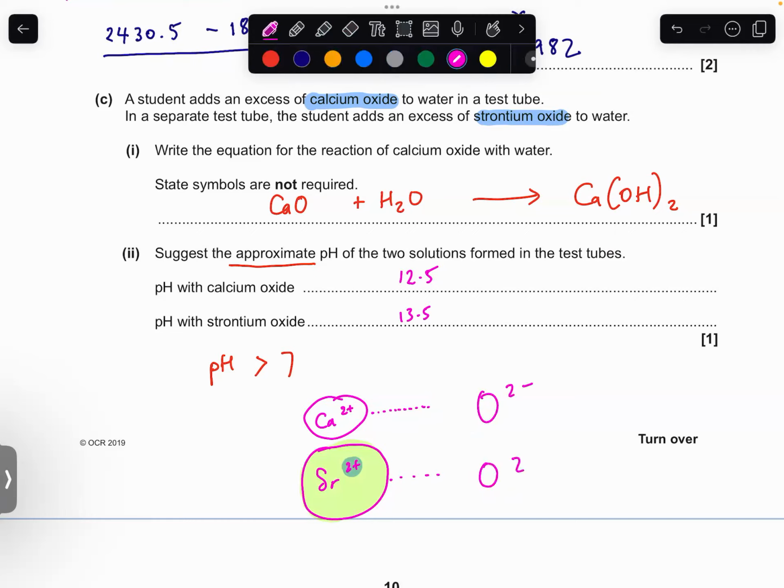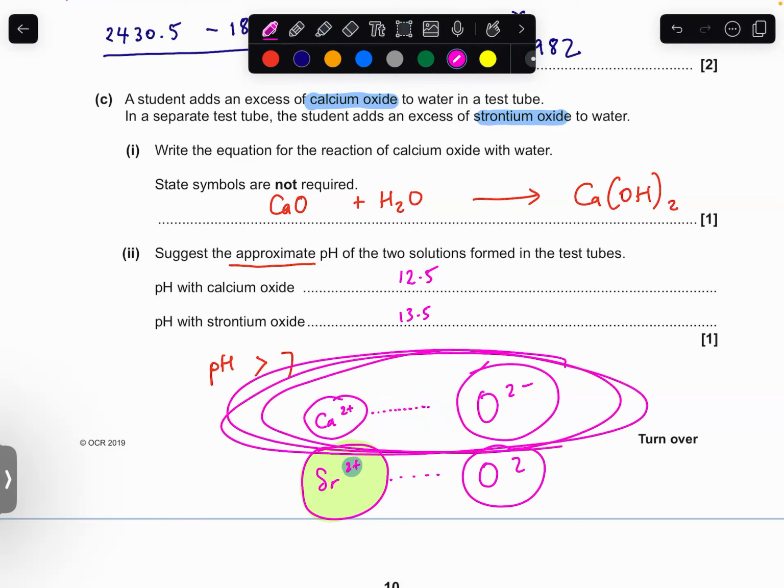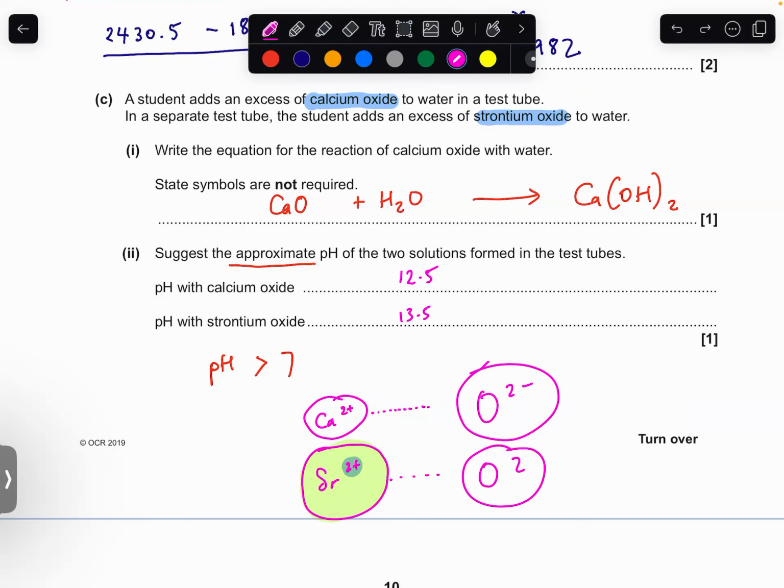Oxide, which is this, same reason. The calcium oxide will be less soluble than strontium oxide because the attraction between both of these will be greater, requiring more energy to overcome it when it's dissolving and reacting. Hope that makes sense. Moving on.